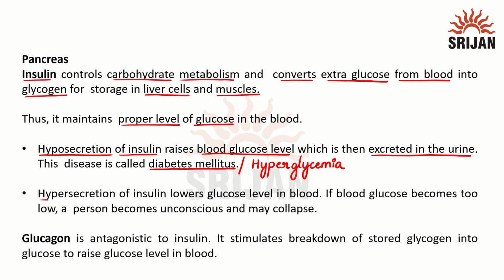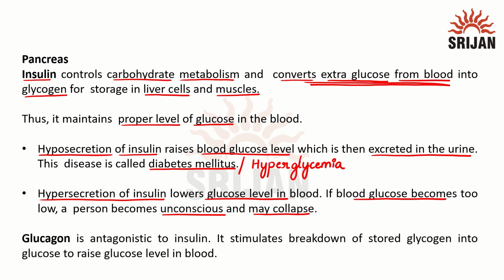Similarly, if there is hypersecretion of insulin, then there will be more conversion of glucose into storage form, and that leads to a lowering of glucose level in the blood. And we know glucose provides energy. If the glucose amount is less, that leads to a person becoming very weak. So if blood glucose becomes too low, a person becomes unconscious and may collapse, and it requires immediate medical attention.